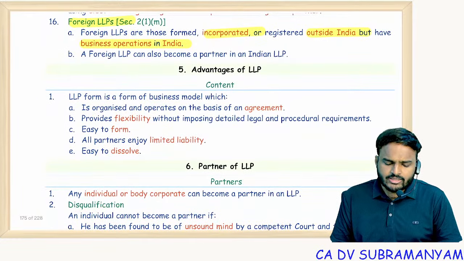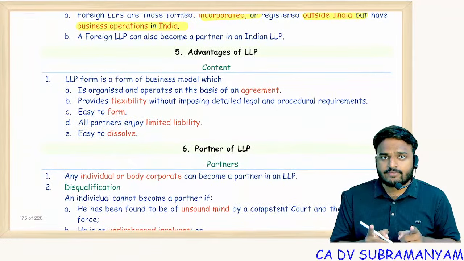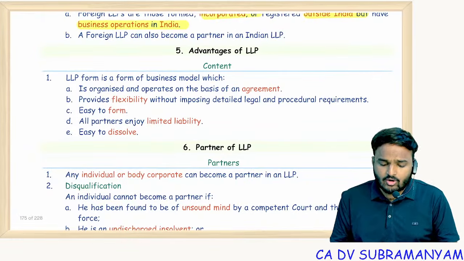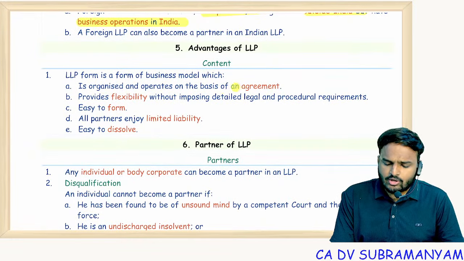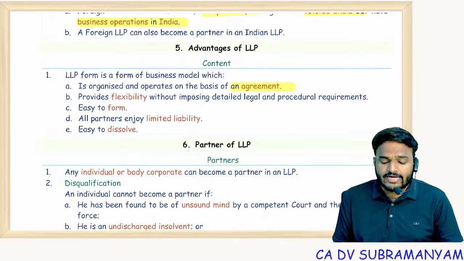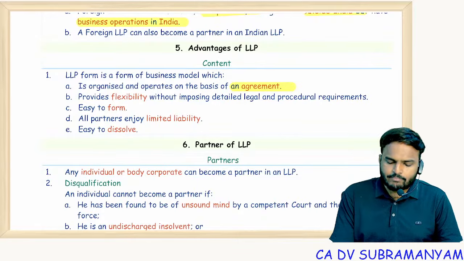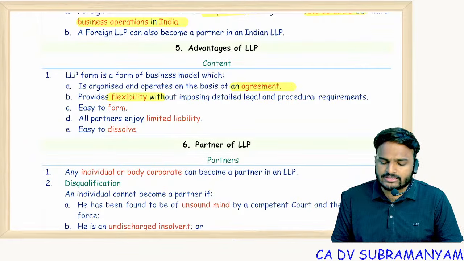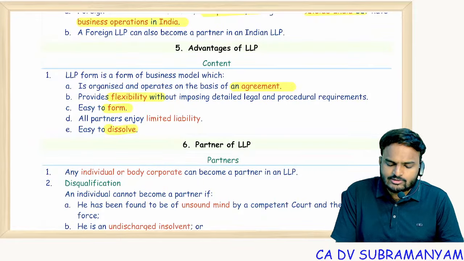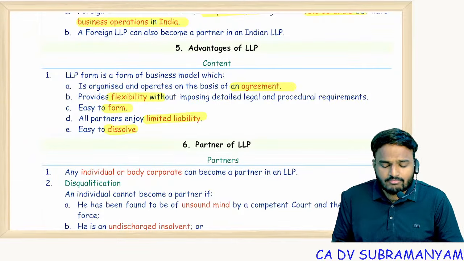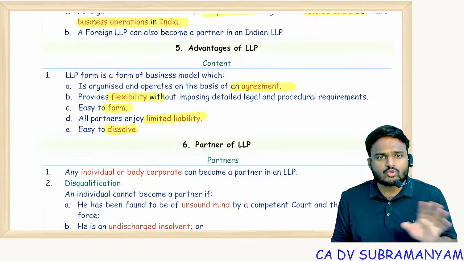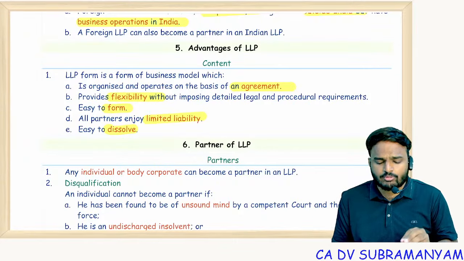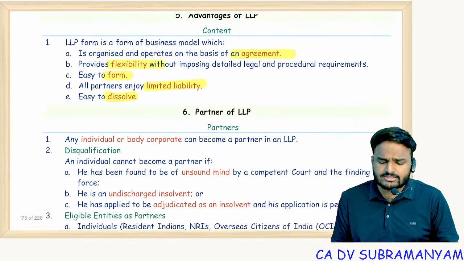Next one, advantages of LLP can be tested for 4 to 5 marks. So remember all these 5 points. LLP is organized and operates as a business on the basis of agreement, LLP agreement. It provides flexibility without imposing detailed legal and procedural requirements, easy to form, easy to dissolve. All partners have limited liability privilege. Remember these 5 points. Don't write your own points. Okay, write these 5 points. 4 to 5 marks. It can be tested.